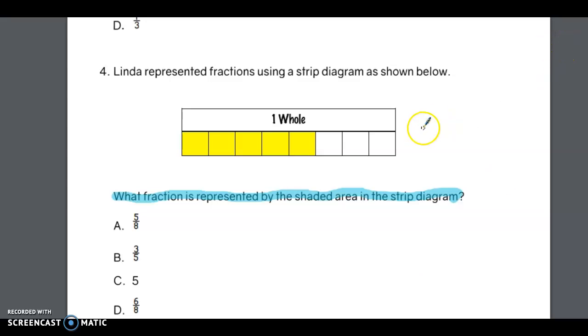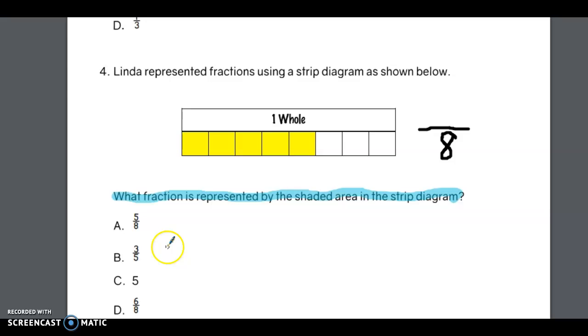I need to figure out my denominator. And the denominator is going to be the total number of pieces. This top part that says 1 whole, you're not going to include that in your total number of pieces, okay? So your total number of pieces are going to be the ones on the bottom. 1, 2, 3, 4, 5, 6, 7, 8.